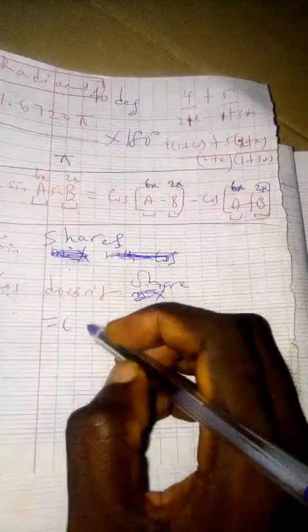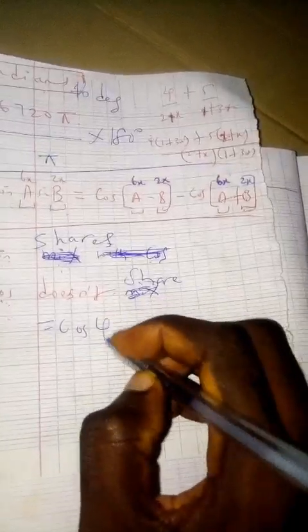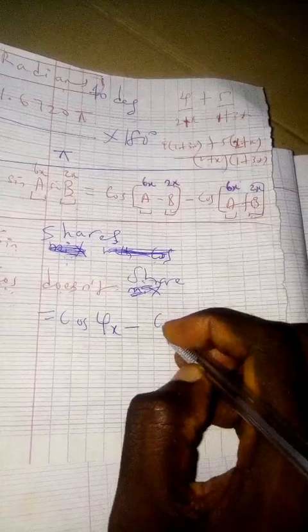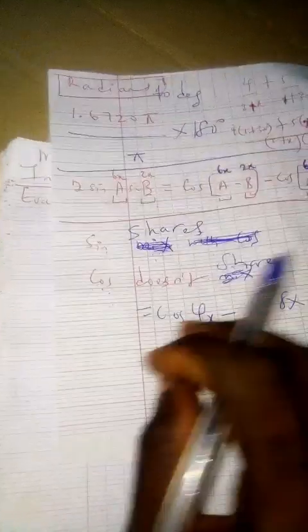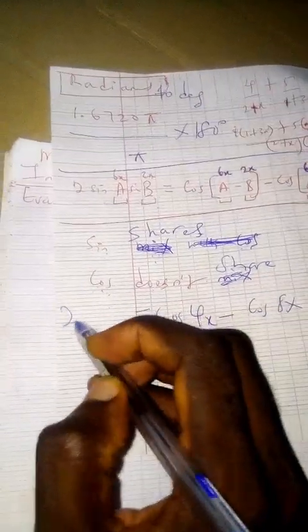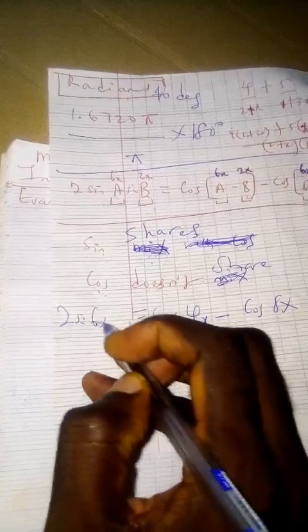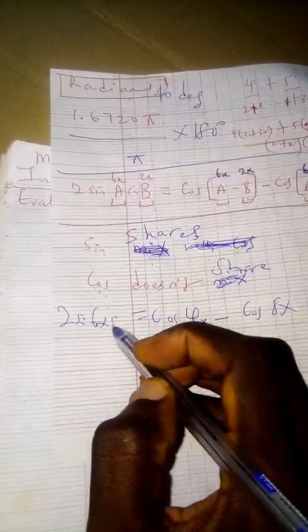So I'm going to transfer the answer now. This is cos 4x minus cos 8x. Now what we have is that 2 sine 6x sine 2x is equal to this. I'm going to use this answer later, so for now, let me keep the answer somewhere.